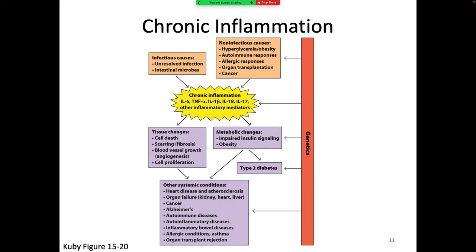And so many different conditions have actually been shown to be linked to chronic inflammation. Inflammation happening too much or too long. This is a very short list of things that have been tied to chronic inflammation. So heart disease or atherosclerosis, because of the effects of those cytokines on the heart or on the vessels. Organ failure, cancer, Alzheimer's, autoimmune disease, autoinflammatory disease, inflammatory bowel disease, allergy, asthma, transplant rejection, type 2 diabetes. Basically, if you can think of it, I can tie it to inflammation and a chronic inflammatory state.